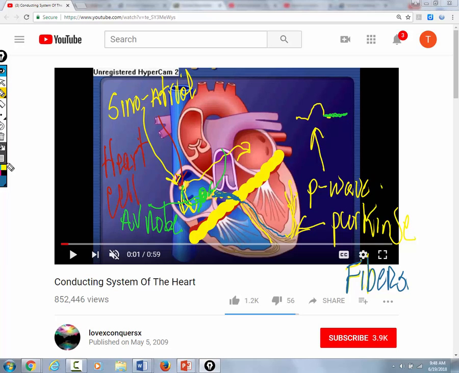Got me? All right. And then, watch. I want this. As that electrical impulse goes through the bundle of His, the left and right bundle branch simultaneously, and then the Purkinje fibers of both the right and left ventricle, it will produce on the EKG the QRS complex. So the QRS complex represents the electrical impulse traveling through the bundle of His, the right and left bundle branches, and the Purkinje fibers. Say yes.